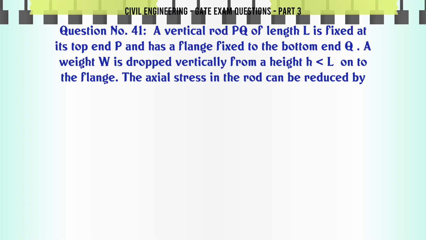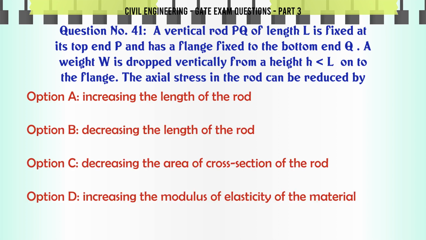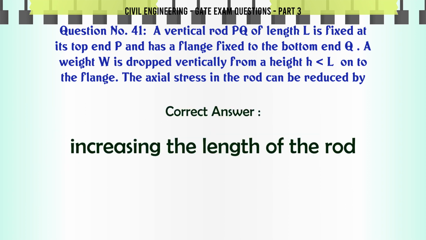A vertical rod PQ of length L is fixed at its top end P and has a flange fixed to the bottom end Q. A weight W is dropped vertically from a height H onto the flange. The axial stress in the rod can be reduced by: A. Increasing the length of the rod, B. Decreasing the length of the rod, C. Decreasing the area of cross-section of the rod, D. Increasing the modulus of elasticity of the material. The correct answer is increasing the length of the rod.